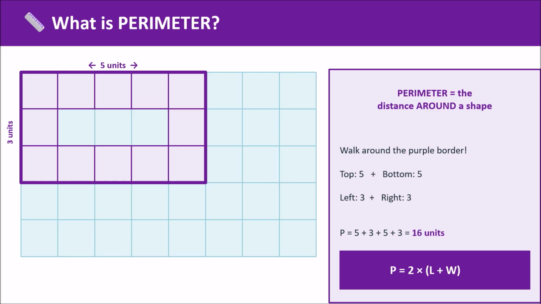Let us add up all the sides. Top side is 5 units, right side is 3, bottom side is 5, and left side is also 3. So we are adding 5 plus 3 plus 5 plus 3. Altogether, you will get 16 units. So the perimeter of this drawing is 16 units. Or I can also use a formula for the rectangle. Perimeter equals 2 times length plus width. But initially, we will use the counting technique, count the borders and find the perimeter.